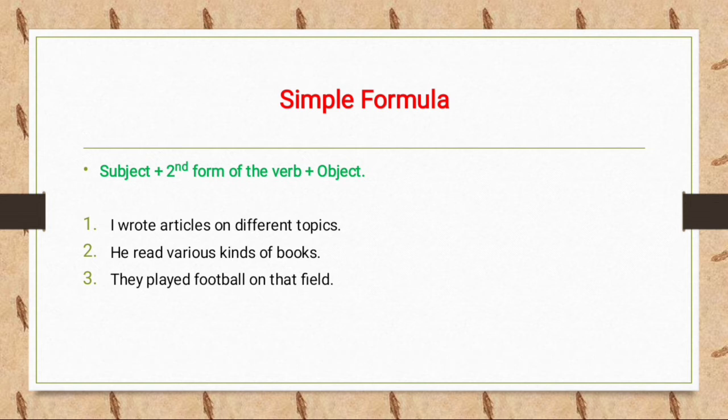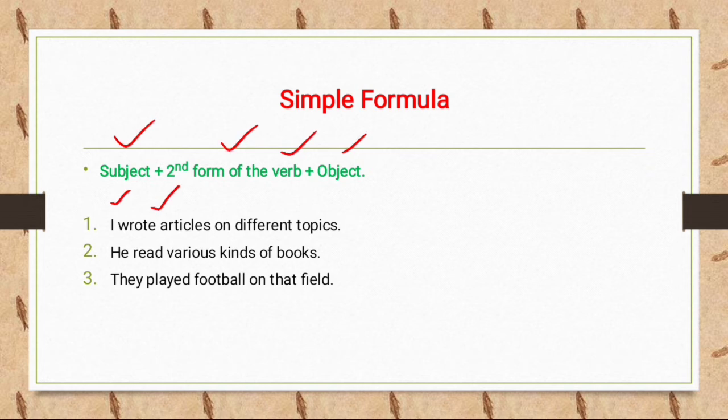Simple formula of past indefinite tense: subject, second form of the verb, plus object. I wrote articles on different topics. Now I is what? Subject. Wrote is second form of the verb write, because write is first form, wrote is second form, and third form is written. But here we are using wrote, because in simple formula we use second form of the verb. Articles on different topics, it's object.